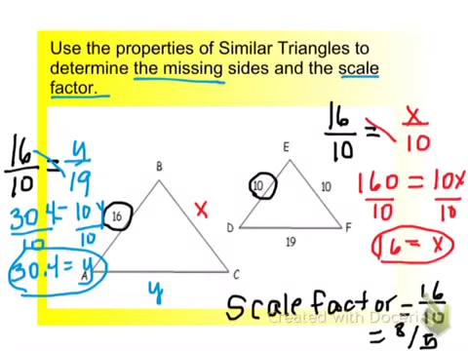Then to find my missing side, y, again I used my corresponding sides, 16 over 10 equals y over 19. Again, I put my pre-image in my numerator and my image in my denominator. When I cross-multiplied, I got 304 equals 10y. When I divided by 10, I got 30.4 equals y.